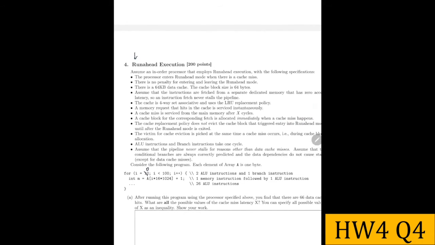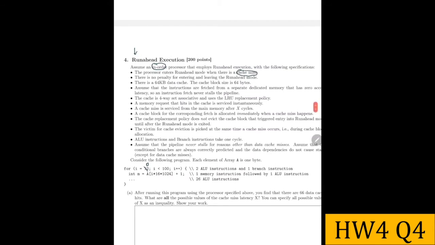So first we assume an in-order processor that employs Runahead Execution. The processor enters Runahead mode when there is a cache miss. So whenever we have a cache miss, we will enter Runahead mode. And there is no performance penalty for entering and leaving the Runahead mode. There is a 64 kilobyte cache and the cache block size is 64 bytes. The instructions are fetched from a separate dedicated memory that has 0 access latency.